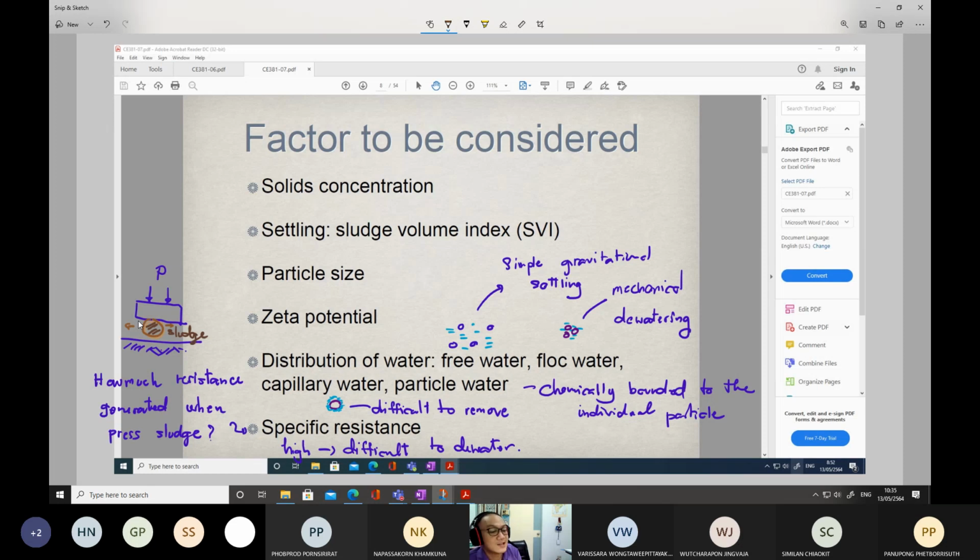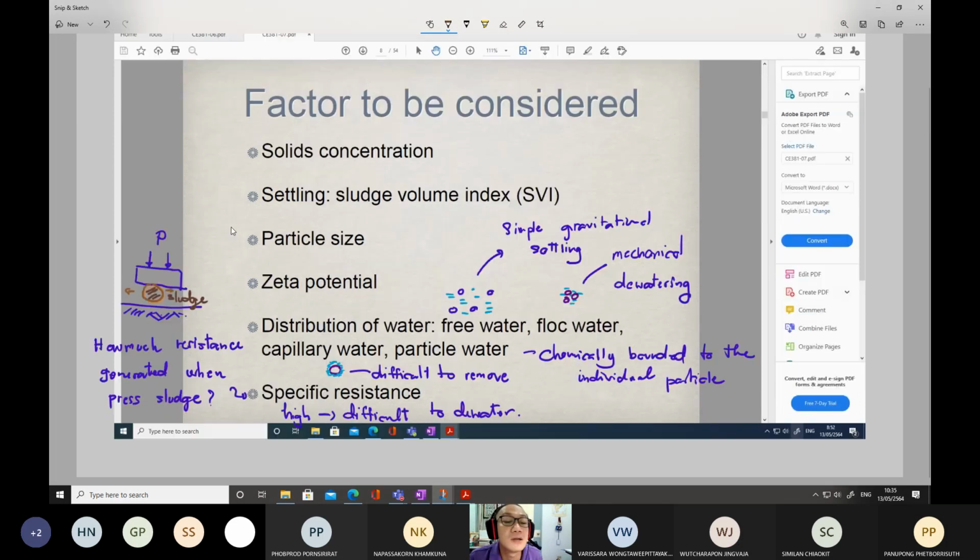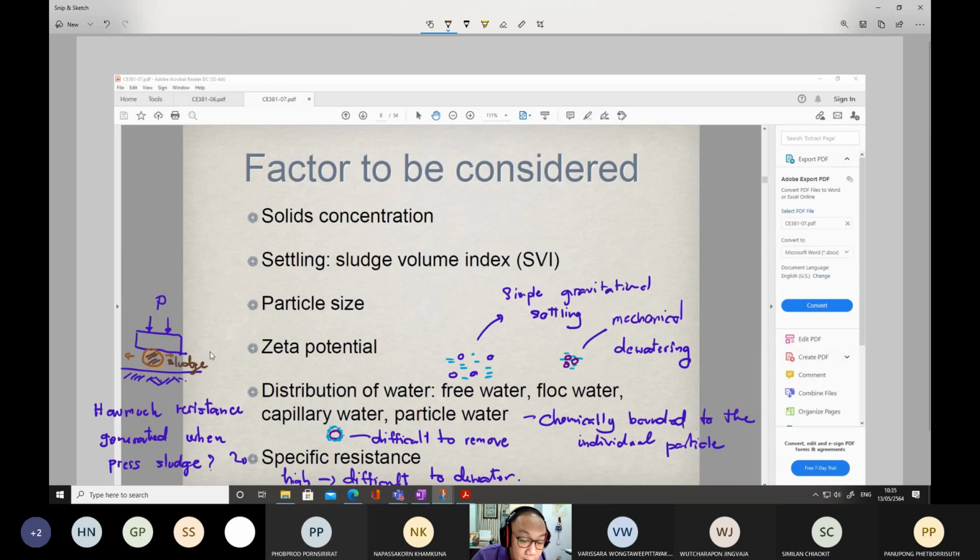But anyway, some sludge is really difficult to press. If it's really difficult to push and the sludge does not spread, we can say that that sludge has very high specific resistance. So if the sludge has a high specific resistance, it will be very difficult to dewater. Okay, so these are among the factors to be considered.